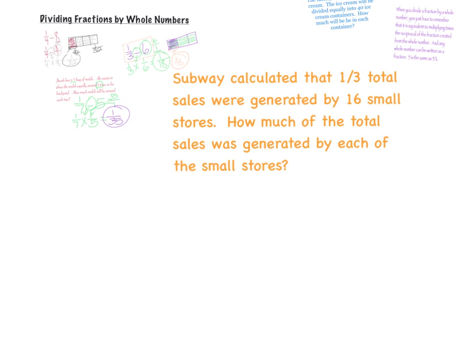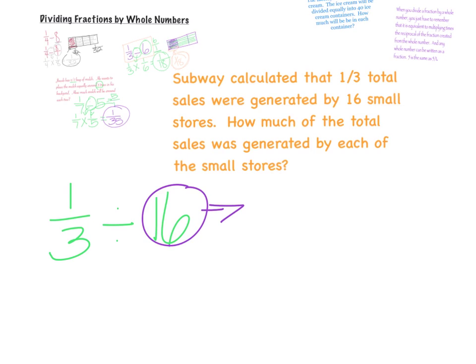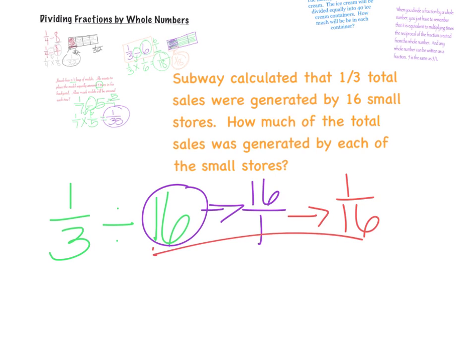Okay, let's try this word problem. It says Subway calculated that 1/3 of total sales were generated by 16 small stores. So how much of the total sales was generated by each of the small stores? So I'm going to take my 1/3 of my total sales, and I'm going to divide it by the 16 stores. Now, I want to make sure 16 is a fraction, so it'll be 16 over 1. But in order for me to divide it, I find the reciprocal, which is going to be 1 over 16.